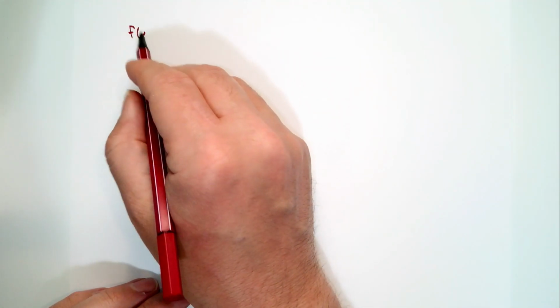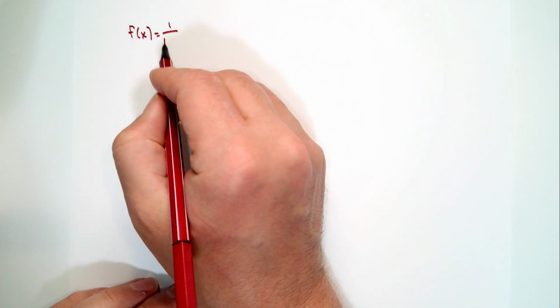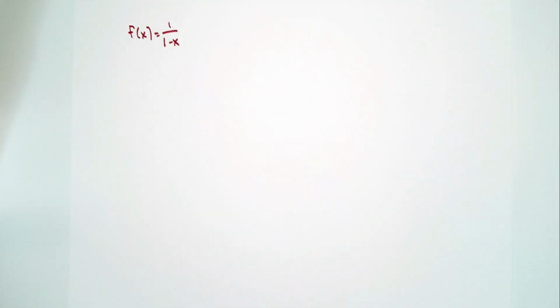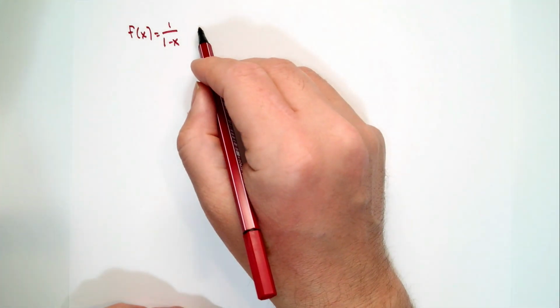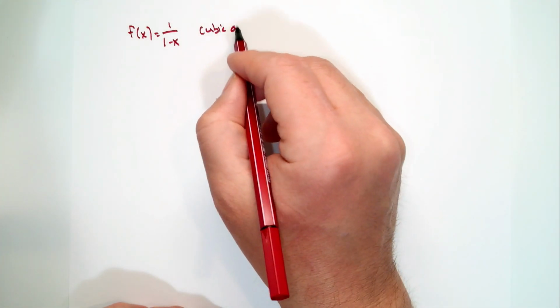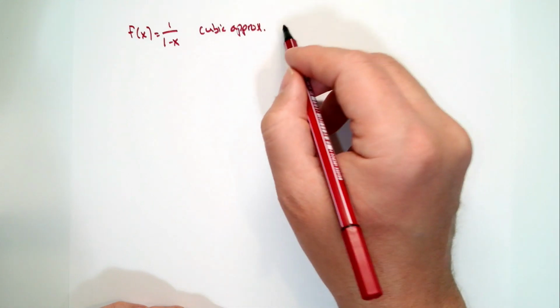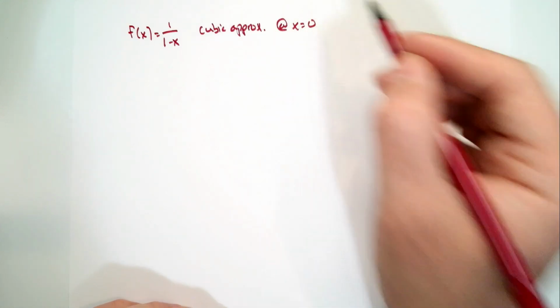Now, the second problem is about error estimation. And so what is that? Well, it actually comes from a homework problem. So we're going to have a function. In fact, it's not just any function. It's f of x equals 1 over 1 minus x. All right, and we're going to do the cubic approximation at x equals 0.